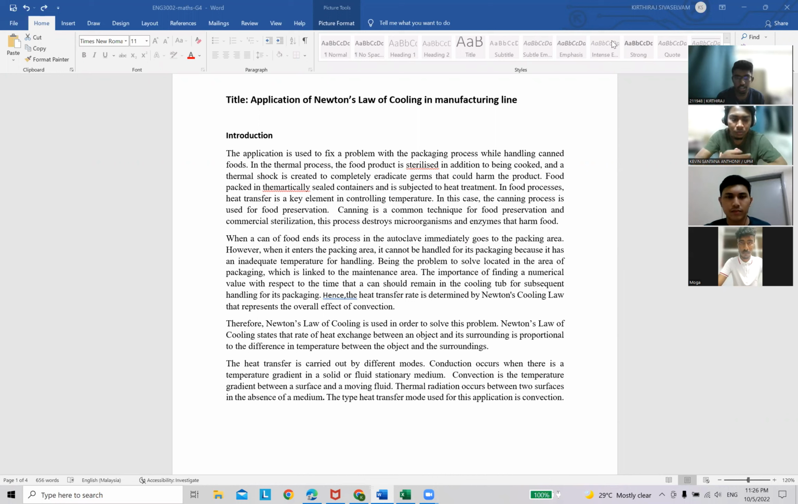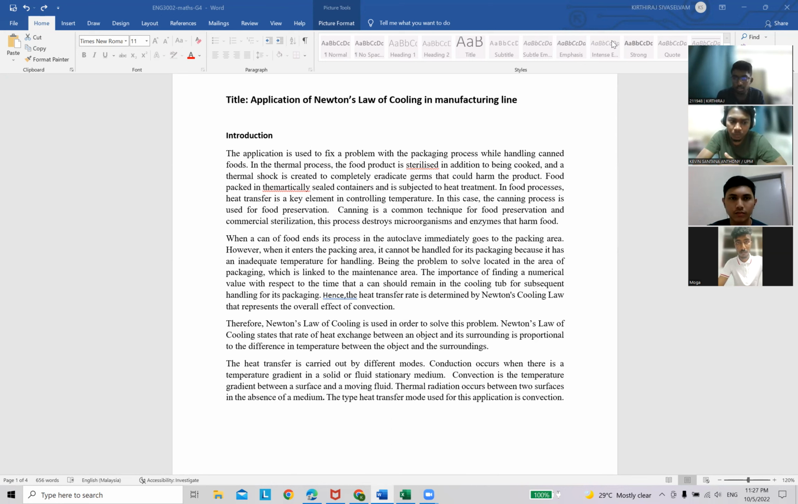Today we are here from Group 4 from Eng3002-9, and we are here to talk about our engineering application that we have decided using Euler's method. Through WhatsApp and a lot of resources and sources that we have discussed in the WhatsApp group and previously, we have decided to use an application called, as you can see on the screen, Newton's law of cooling in the manufacturing line.